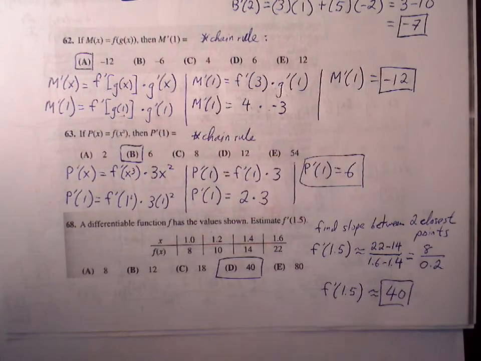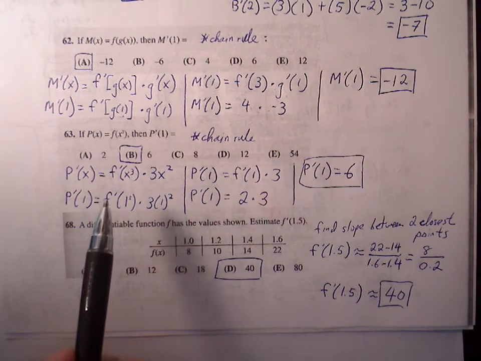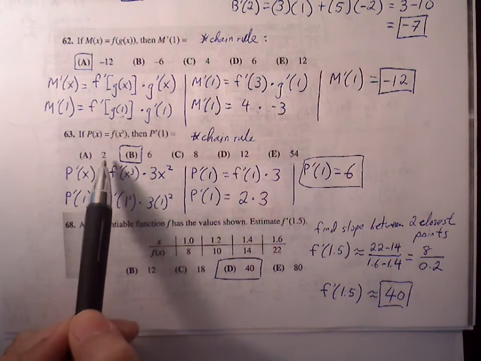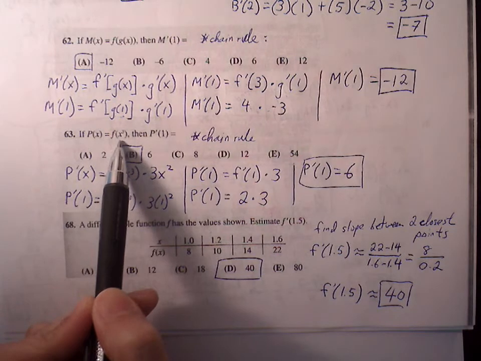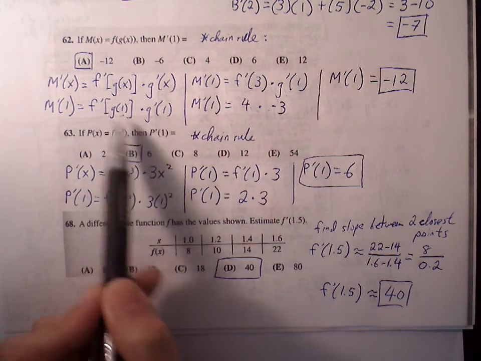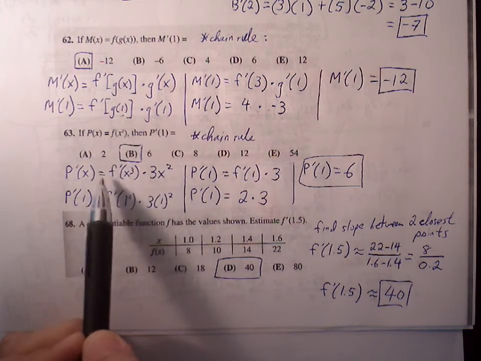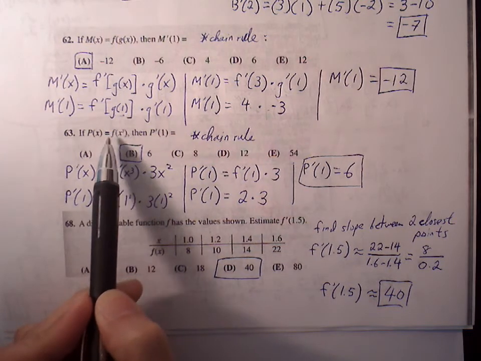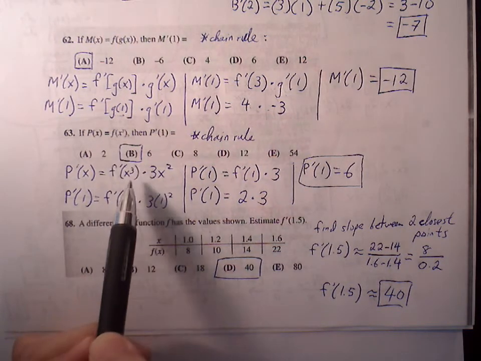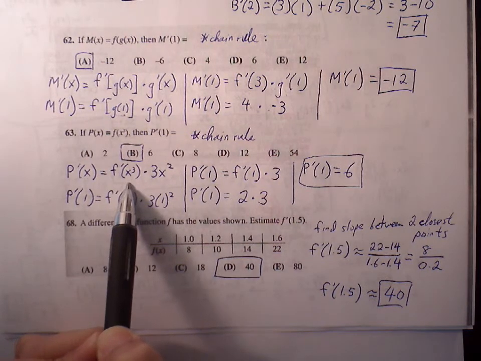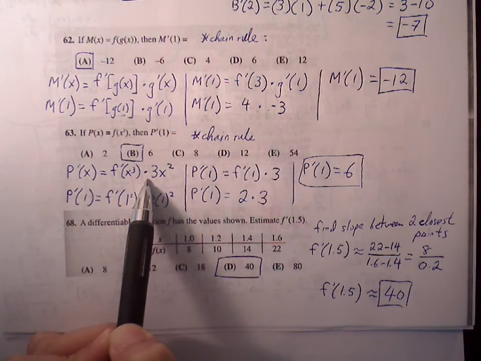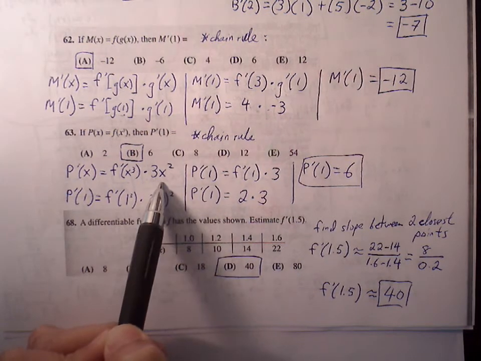63, this is another chain rule problem, but the format is a little bit different. But we need to recognize this as a function within a function. The x cubed is inside this larger function of f of x. So again, chain rule, outside's derivative. So outside's function is f. So f prime of x cubed is going to be what represents the outside's derivative times the inside's derivative. So x cubed becomes 3x squared.